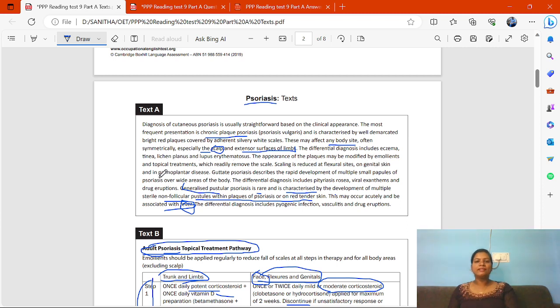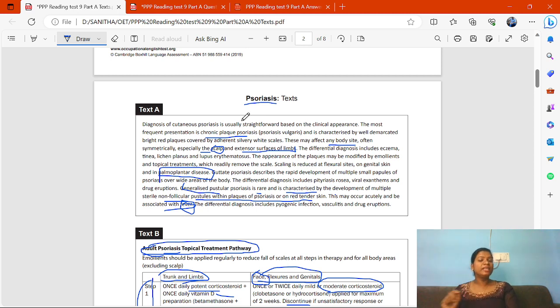See, it is not in test B, it is in test A. Palmoplantar disease. Okay, we got the point here. Palmoplantar disease, that is psoriasis. I had a doubt in test A, but I didn't find it. So if you are stuck on this type of answer, mainly these answers you will get in test A or test B. So it is talking about psoriasis. Here also I faced some problems. The same situation you will face in your exam also.